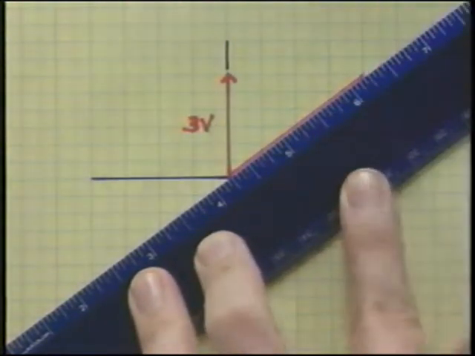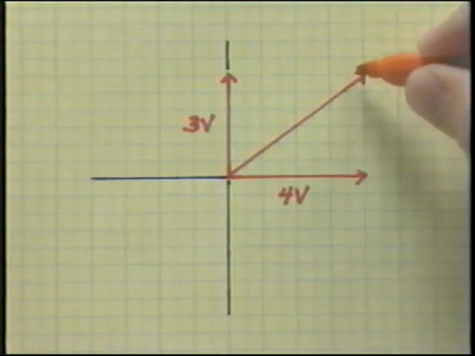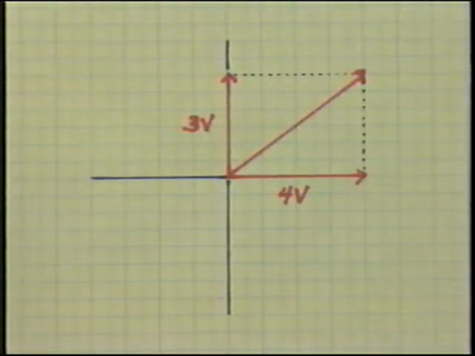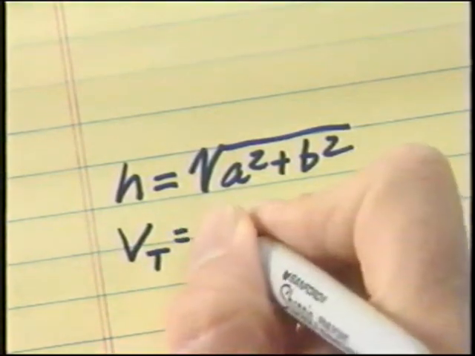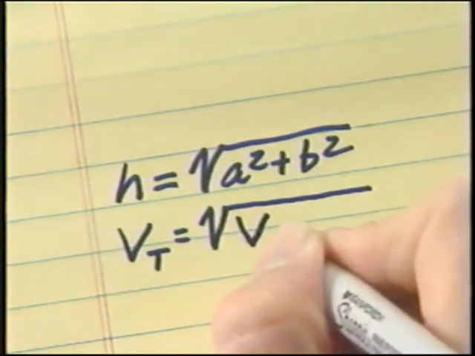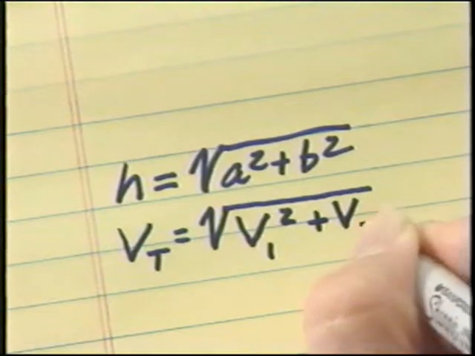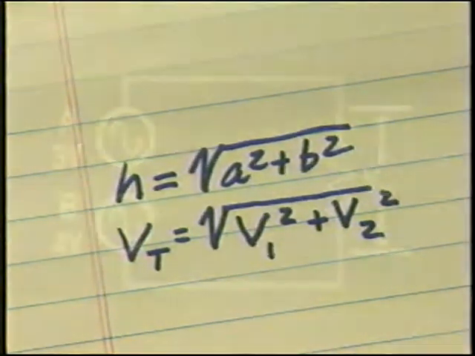This is true because the resultant phasor corresponds to the length of the hypotenuse opposite the right angle formed by the two phasors. This can be clearly seen when a dotted line extension is added. Let's rewrite the Pythagorean theorem to reflect voltage values. The resultant or total voltage, V sub t, equals the square root of V sub 1 squared plus V sub 2 squared.